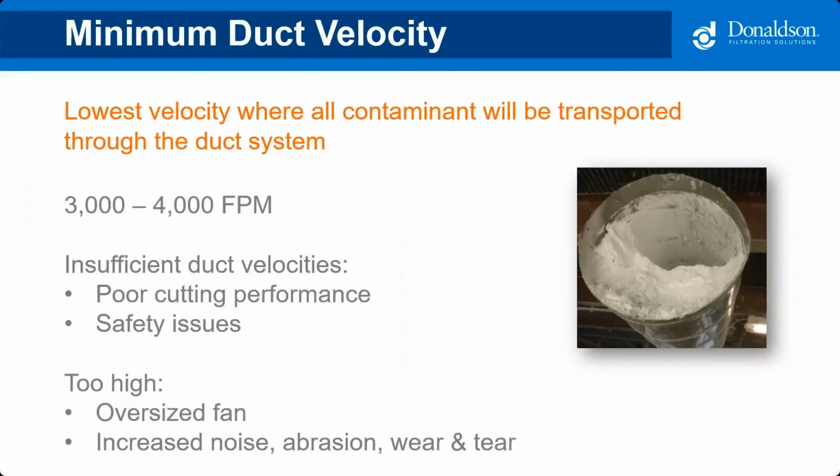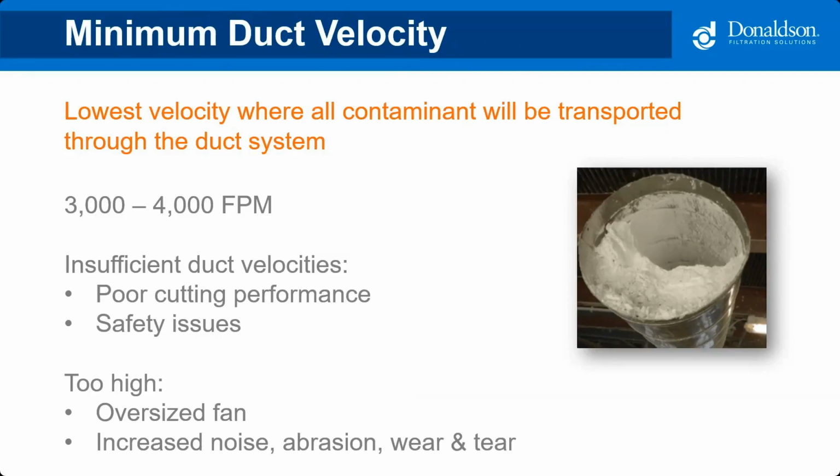The minimum duct velocity is a critical design factor. It is the lowest velocity where all contaminant will be transported through the duct system. For laser cutting, we typically are looking at using between 3,000 and 4,000 feet per minute conveying velocity in the duct. So two different scenarios.